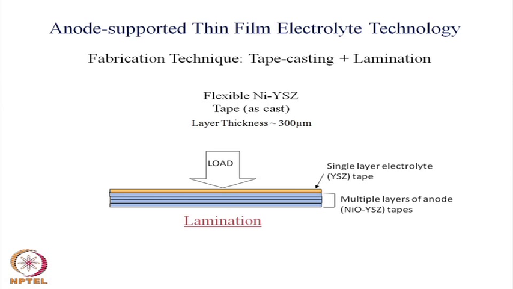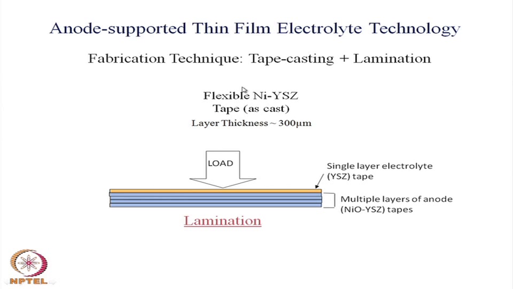So, several layers of such things can be compacted together in the cold condition, and only one layer is put for the electrolyte, the pure YSZ, and then they can be co-sintered, that means sintered simultaneously, so that the nickel YSZ gets sintered on the surface of this anode. So, that is how one actually makes it.